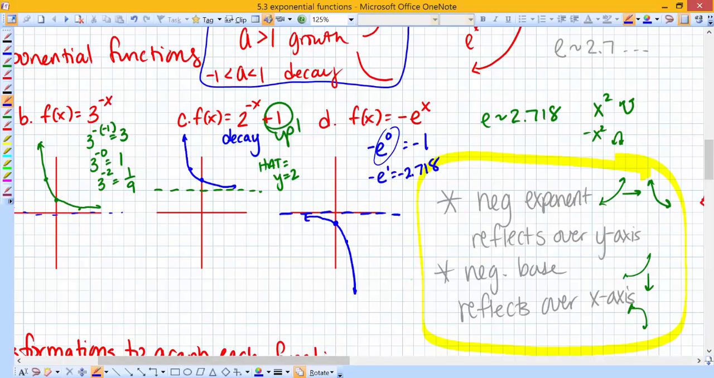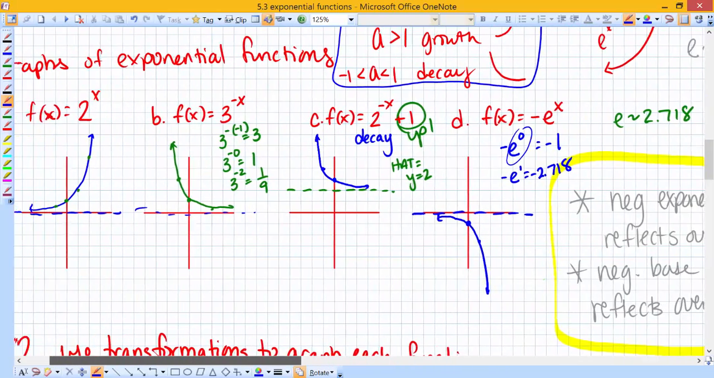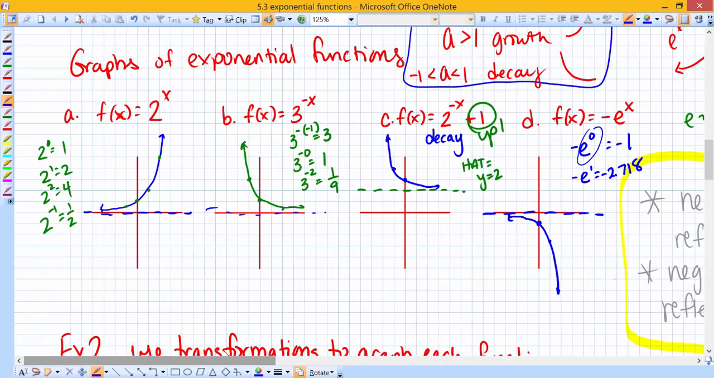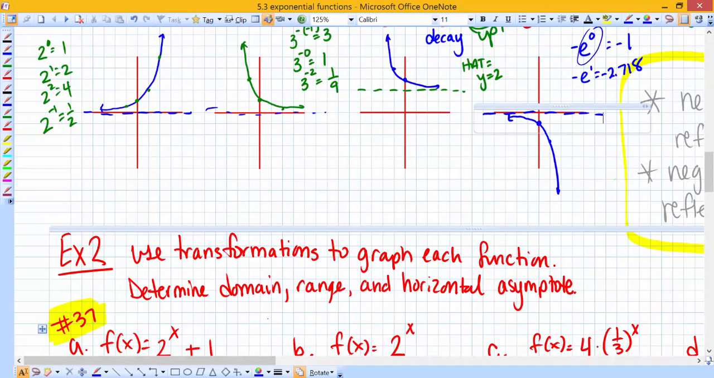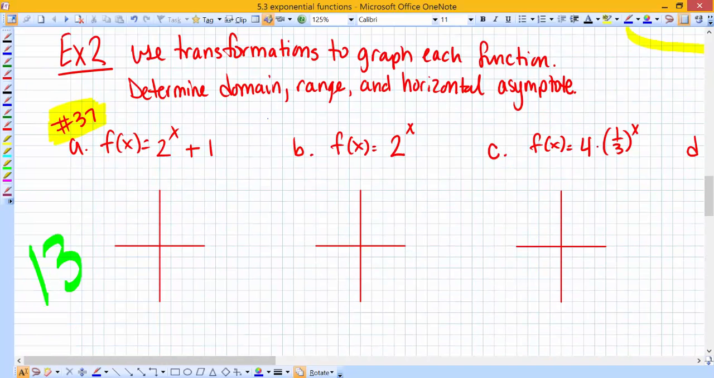Not too hard. Again, plug in points if you need to. Please try not to cheat and use Desmos to make this easy for you. You don't get Desmos on a quiz or a test, so you do need to be able to do this.